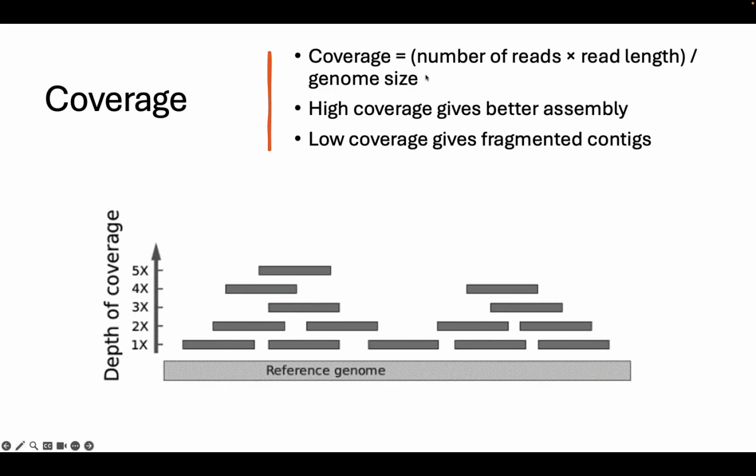High coverage generally means you have better assembly, because there are going to be some regions where you have a ton, and there will be regions where you have fewer reads that cover it, but hopefully more than one. Low coverage generally will give you some fragmented contigs. And don't worry about this term yet. We'll talk more about it later. But it generally means that you probably didn't cover the whole genome well.